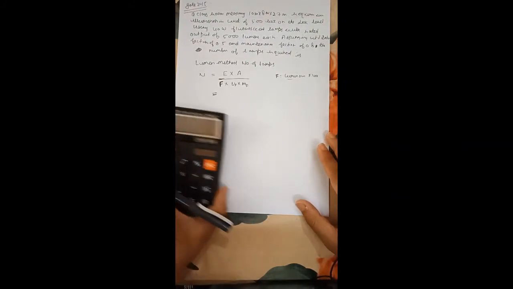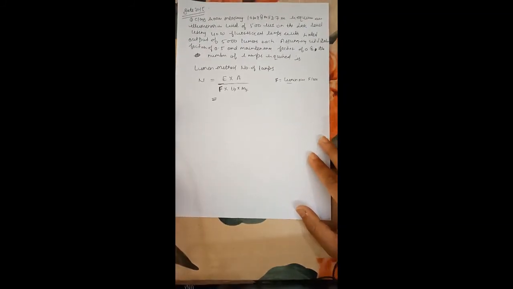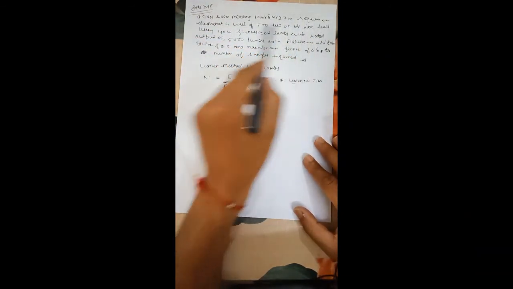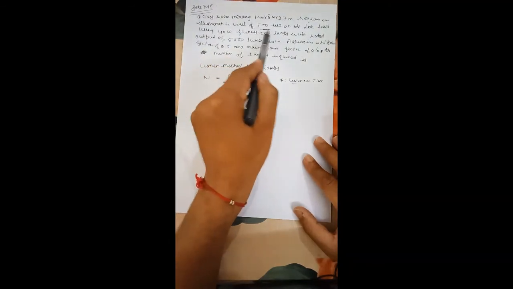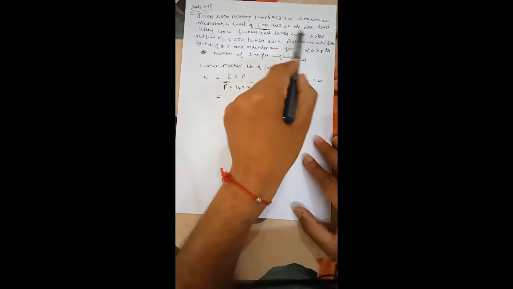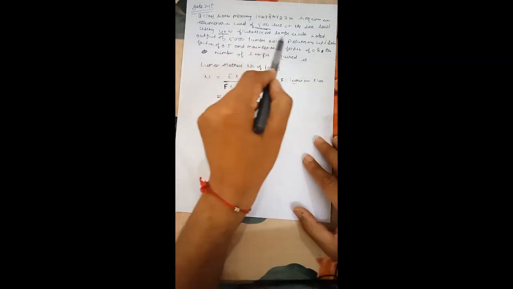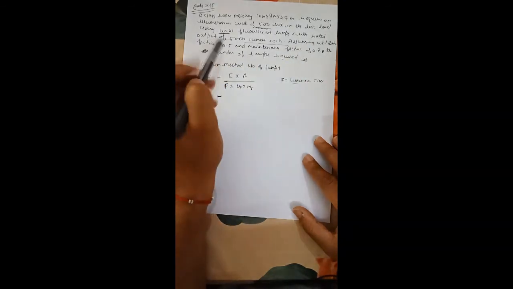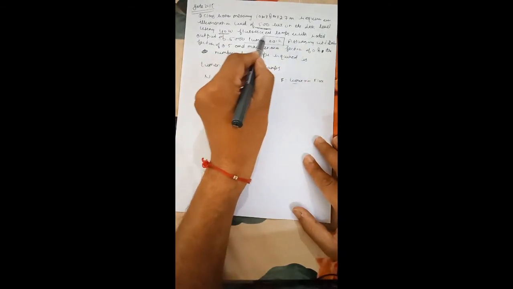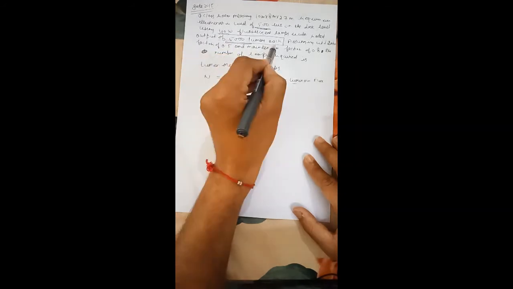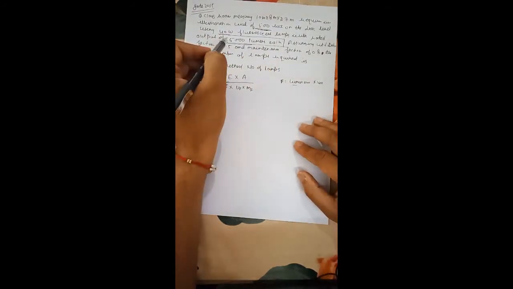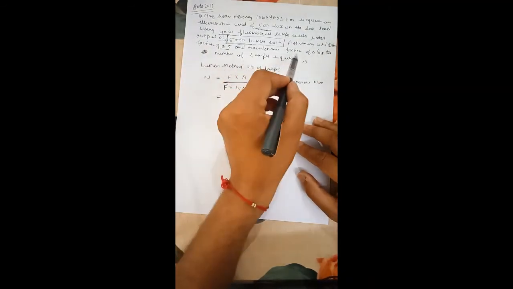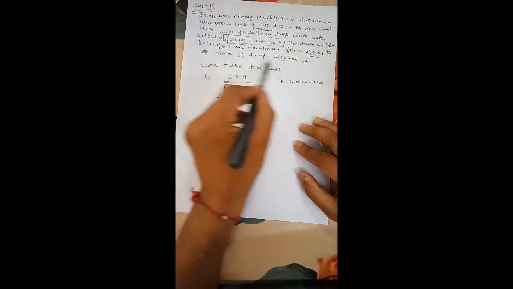Now GATE 2015. A classroom measures 10 meter into 8 meter, requires an illumination level of 500 lux on the desk using 40 watt fluorescent lamps with rated output of 5000 lumen each. Read this properly: 5000 lumen each. From one luminaire, 5000 flux will be emitted. Assuming utilization factor of 0.5 and maintenance factor of 0.8, the number of lamps required.